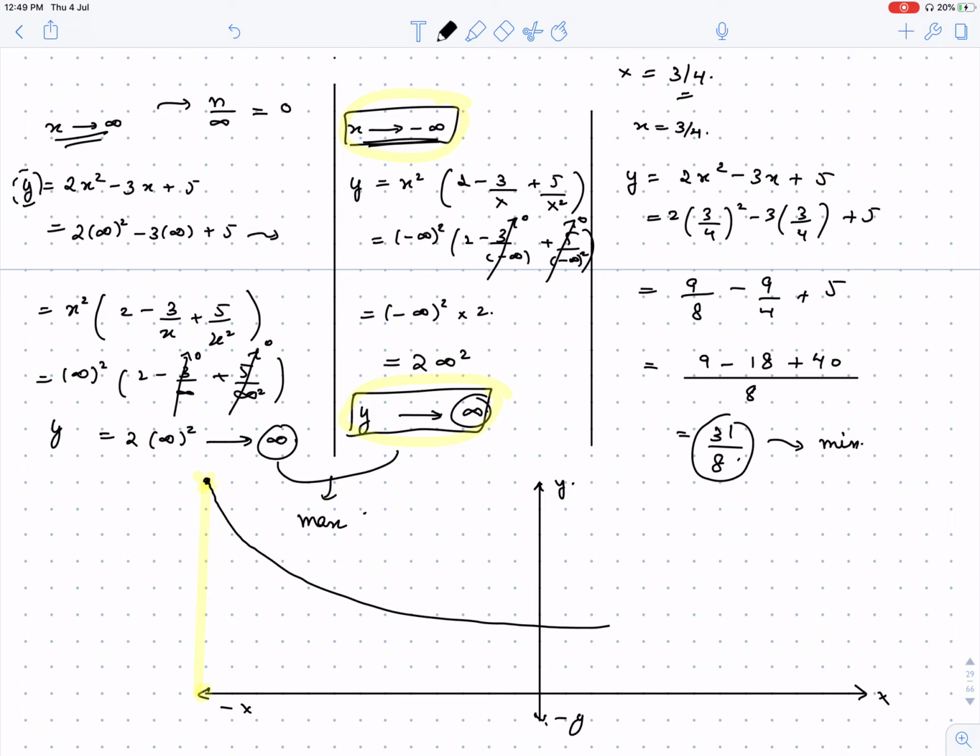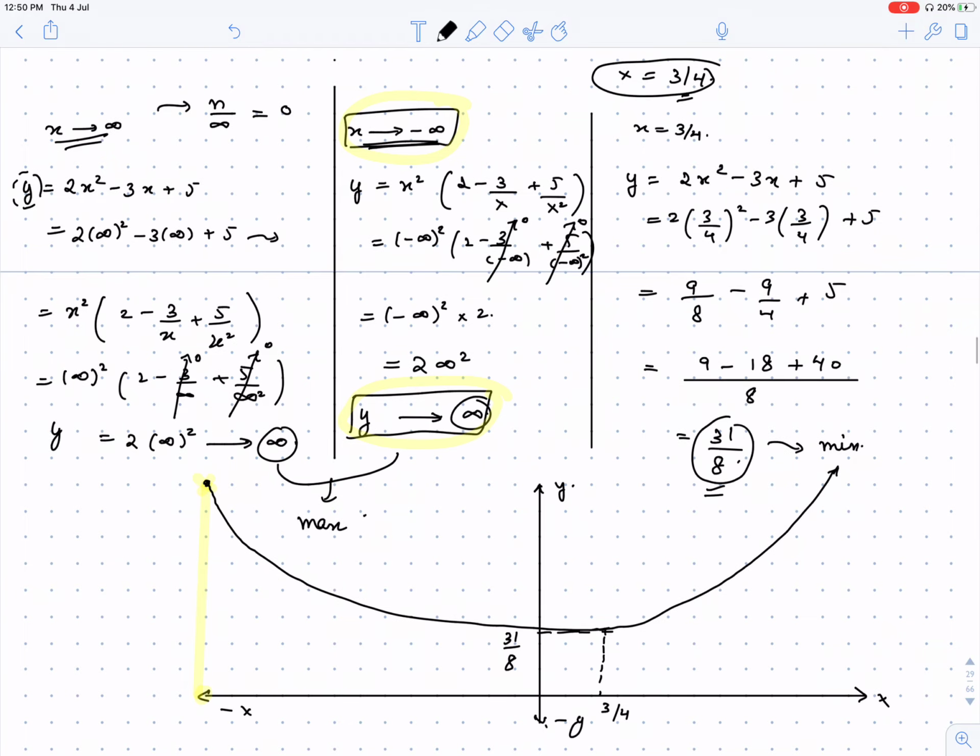Now the turn would occur at turning point, where turning point occurs when x is 3 by 4, and at that point y is 31 by 8. So when x is 3 by 4, y is 31 by 8. At this point, the graph takes a turn, and after that it starts increasing. Since there is no more turning point, the graph would end at infinity. As you can clearly see, this point over here is my maxima, this point over here is my maxima, and this point over here is my minima.